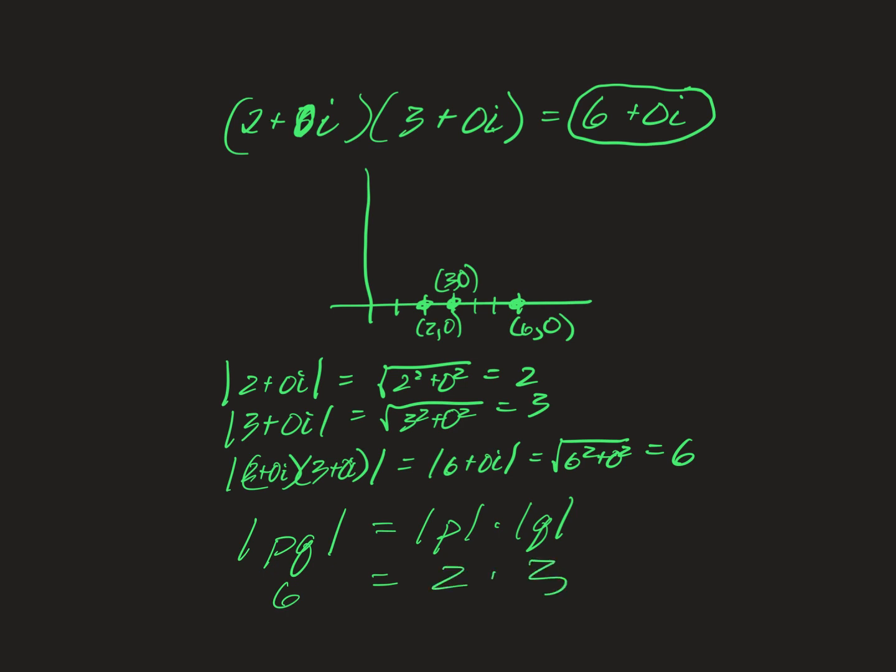And geometrically, we see when we multiply real numbers, they just stay on the x-axis.